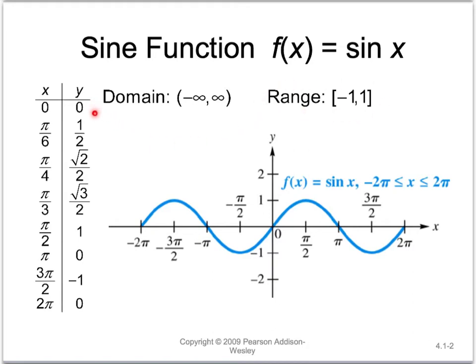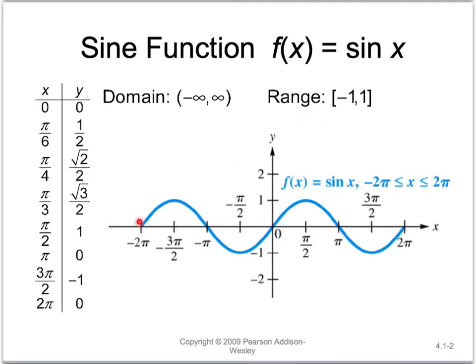If you look at all the y values, and if you remember back when we talked about what possible outcomes we have for sine, we have 0, 1/2, square root of 2 over 2, square root of 3 over 2, and then 1. And then it comes back down to 0, and then it comes down to -1, and then it comes back up to 0. So our minimum is -1, and our maximum is +1, which you can see in the range here.